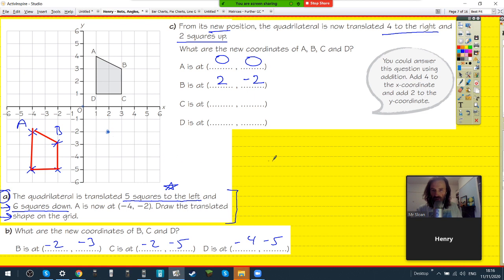Yeah, 2 squares up it should be. Oh, wait. Okay, I'm just going to give myself some. Wait. 1, 2, 3, 4. 1, 2, 3, 4. 1, 2. 1, 2, 3, 4. 1, 2.